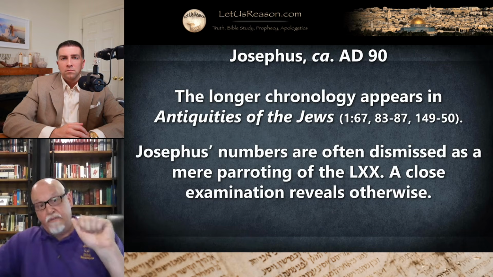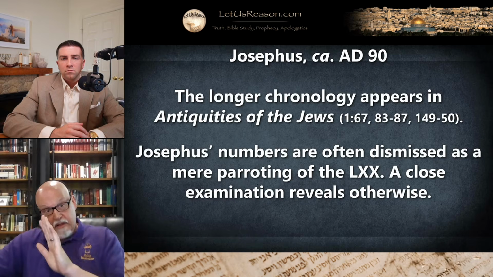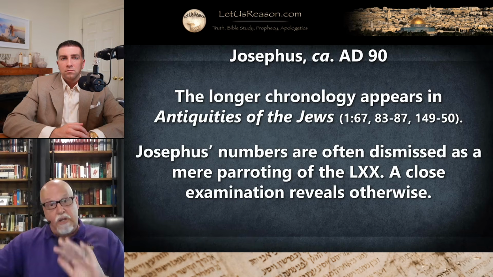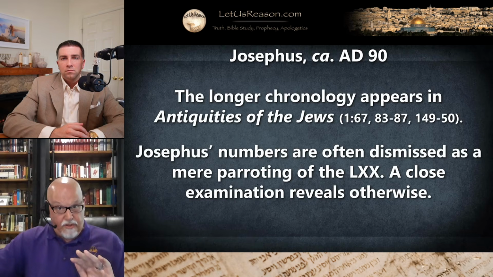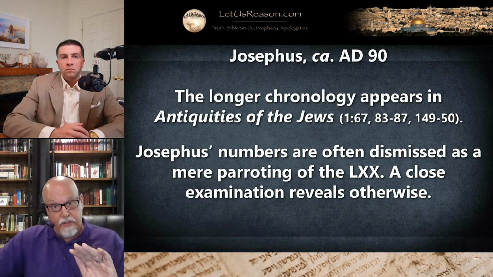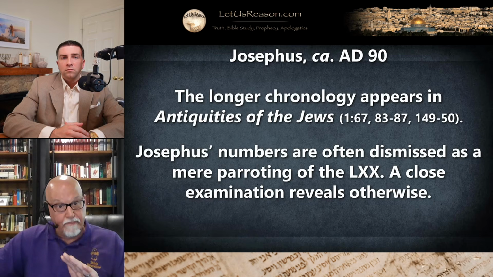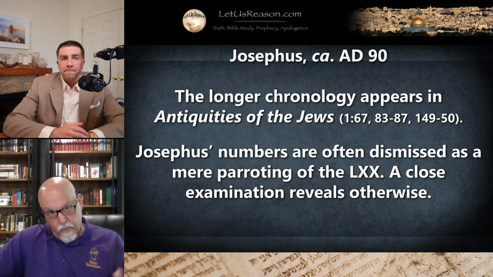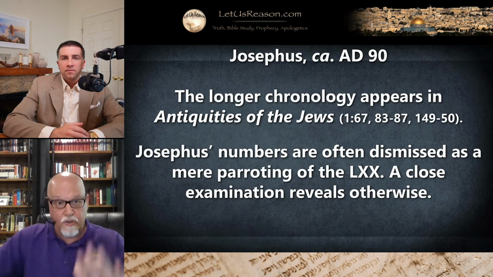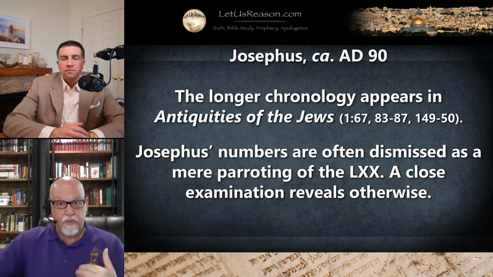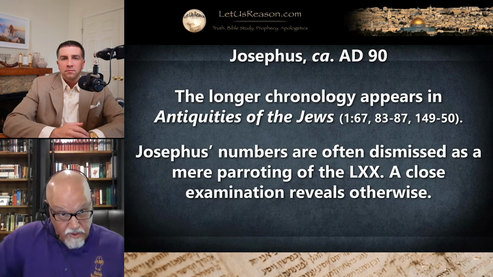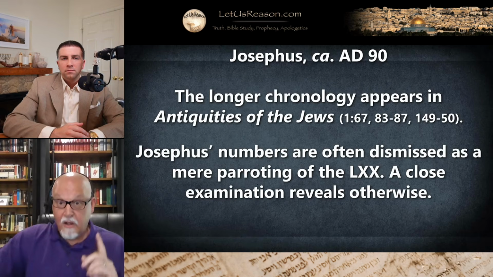So we have Lab. Now we're going to work our way forward. We don't know exactly when Lab was written, sometime in the 1st century, but we know Josephus was written around 90 or so. Josephus, the longer chronology, Genesis 5 and 11, appears in Antiquities of the Jews. And again, many people think that Josephus was just recording the numbers in the Septuagint. But when you dig into the Josephus scholarship, you find something quite different.